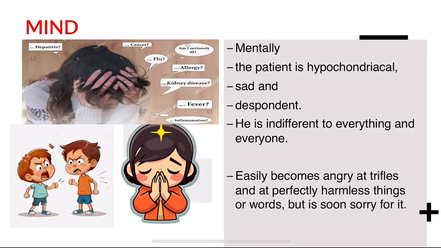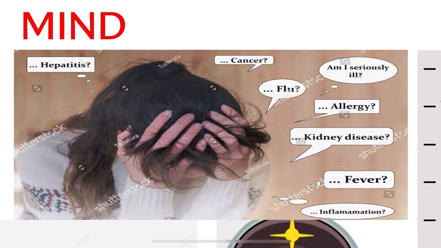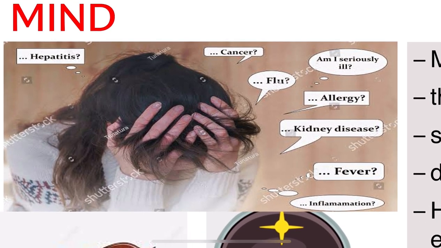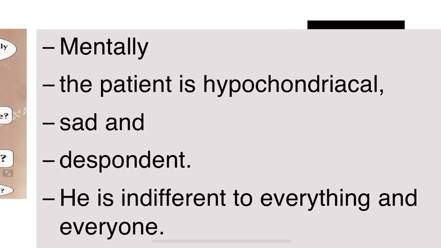Moving further to the mental symptoms of Mezereum. Mentally, the patient is hypochondriacal. Hypochondriacs are those who exaggerate their mild illness. She just has a headache, so she thinks of hepatitis, kidney disease, allergy. If she's seriously ill, she thinks she has cancer, inflammation, brain tumor. So they exaggerate their symptoms and think of it as a very serious matter. So we see that the patient is hypochondriacal.